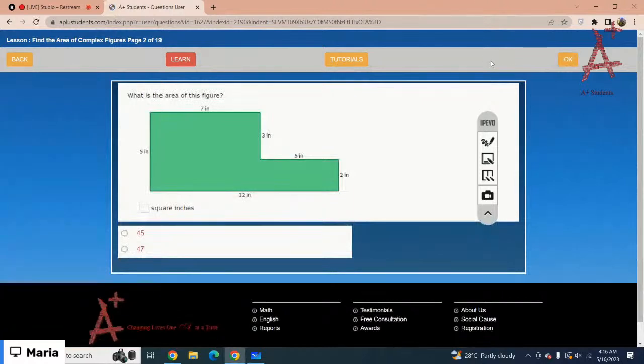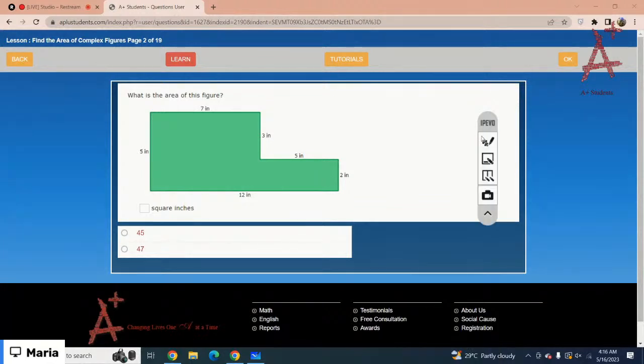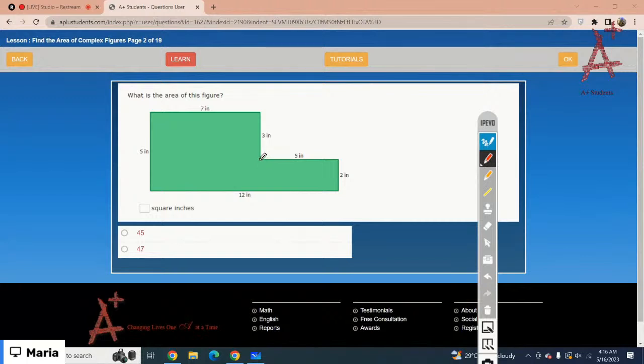Okay, what is the area of the figure? Let's just divide this one into two parts. You can divide them like this. You have two options, either divide them like this, or you can divide like this. It's up to you. Yes, I got your question.